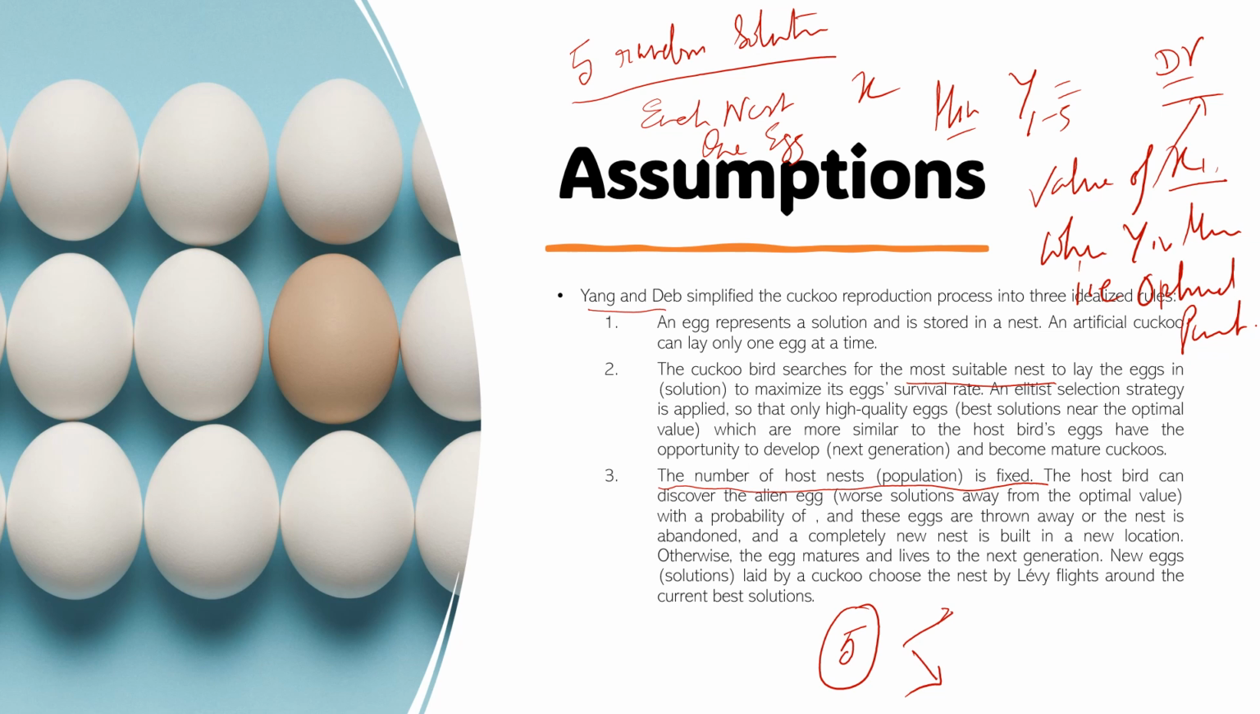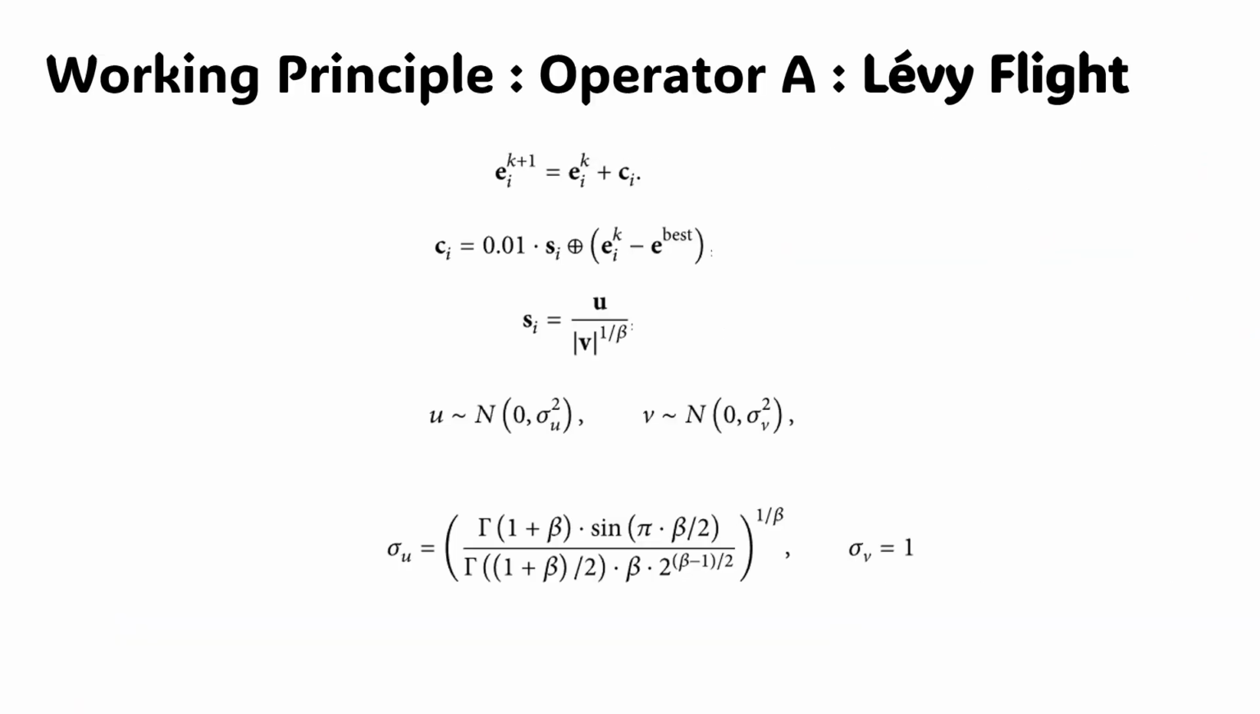And yes, we will use the Levy flights, and we also use the idea that the host bird can discover the alien egg. Here this is the alien egg, as you can see, and all these are the eggs of the host bird. If it can detect this, it will destroy it, and it can also abandon the nest. That is why we also use this. If the nest is discovered, what will happen? This step is also there in the algorithm.